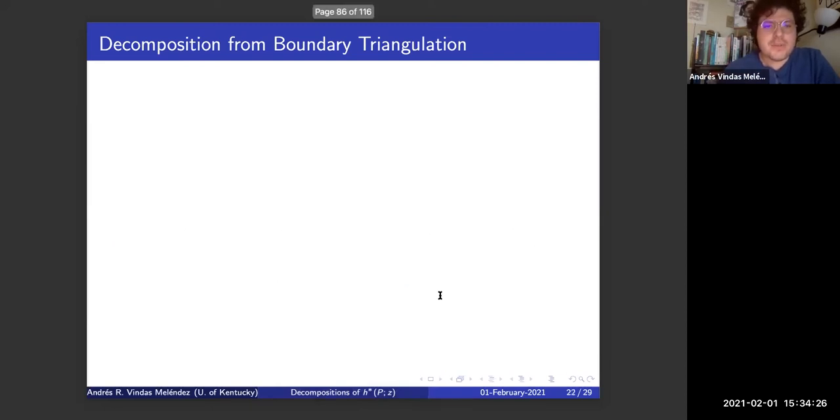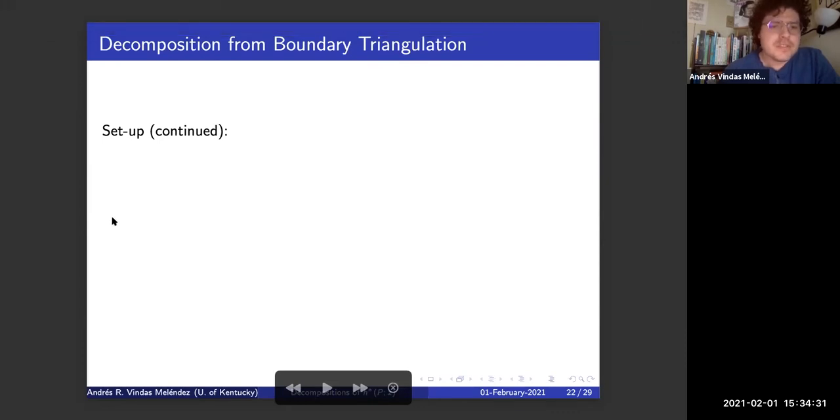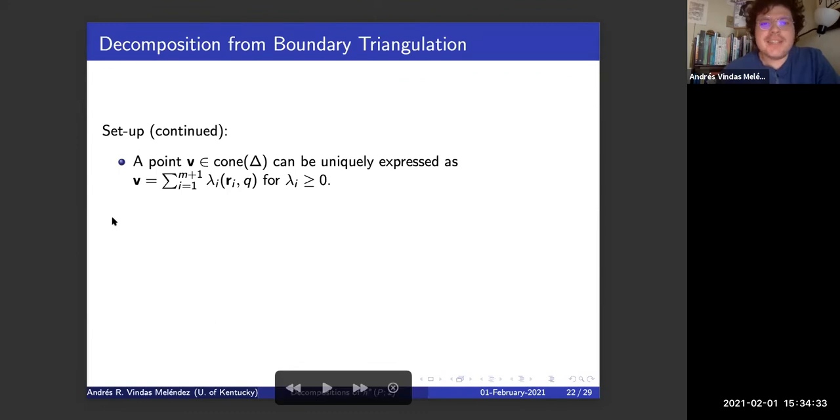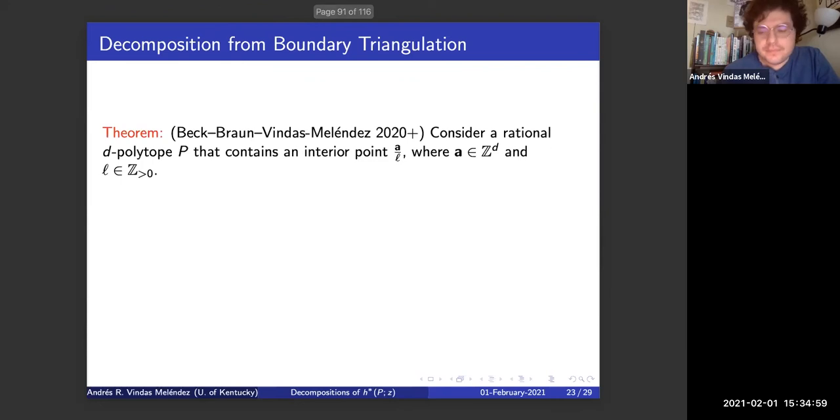And so I'll give you an example in just a bit after I present the result. And so some setup continued. Any point in the cone of a simplex can be uniquely expressed as this linear combination, okay? Nothing crazy there. I'm kind of gonna skip over these. These are just some technicalities in defining where the point V that I want in the cone lies, in what faces, okay? But what is the result?